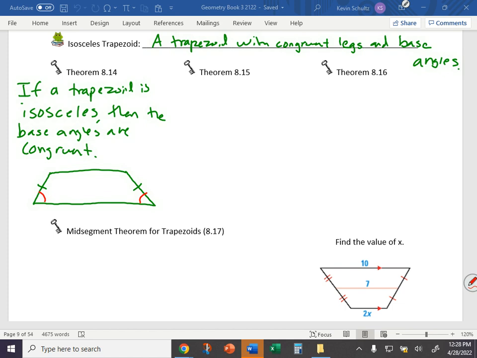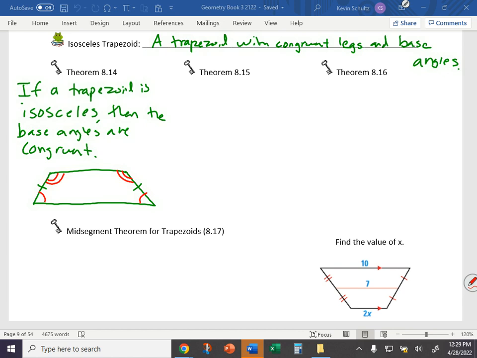I was waffling on how I wanted to write this, but not only are the base angles congruent, what other pair of angles are congruent? The only other pair, right? They're not called base angles, but the angles at the top are congruent as well. So knowing it has those congruent legs, then you know that it has the congruent angles.